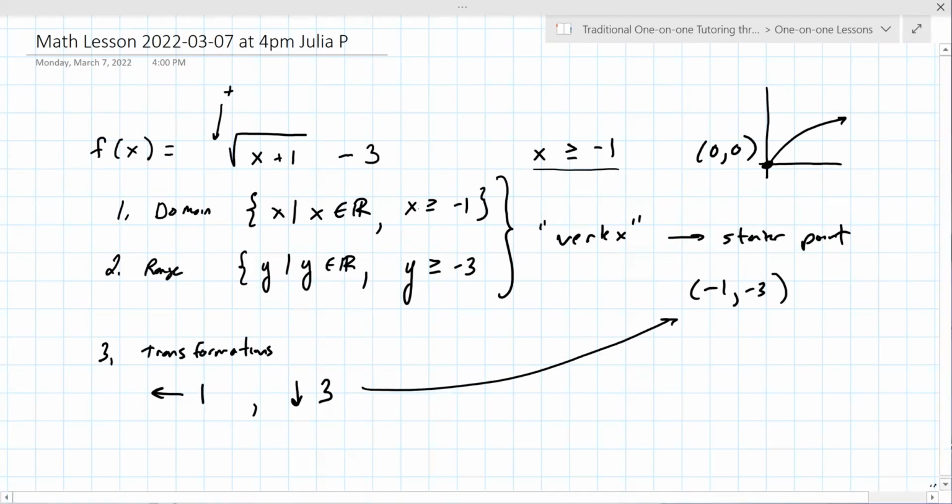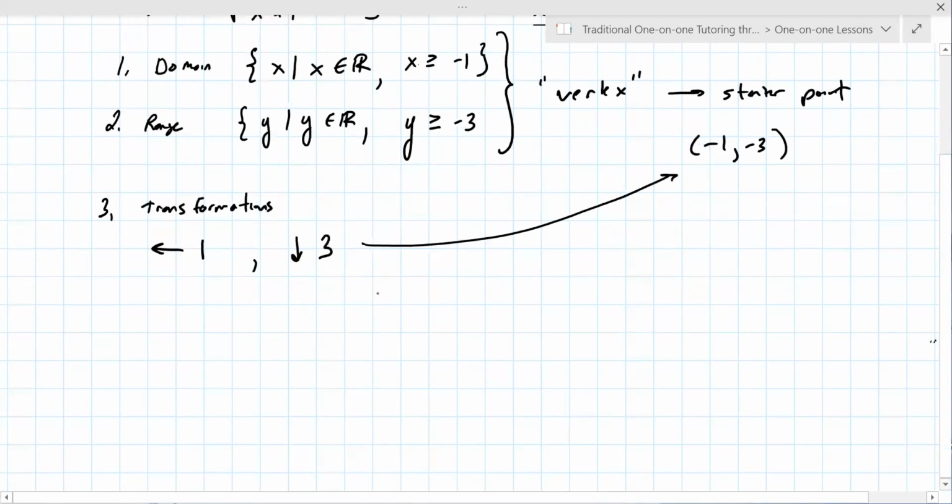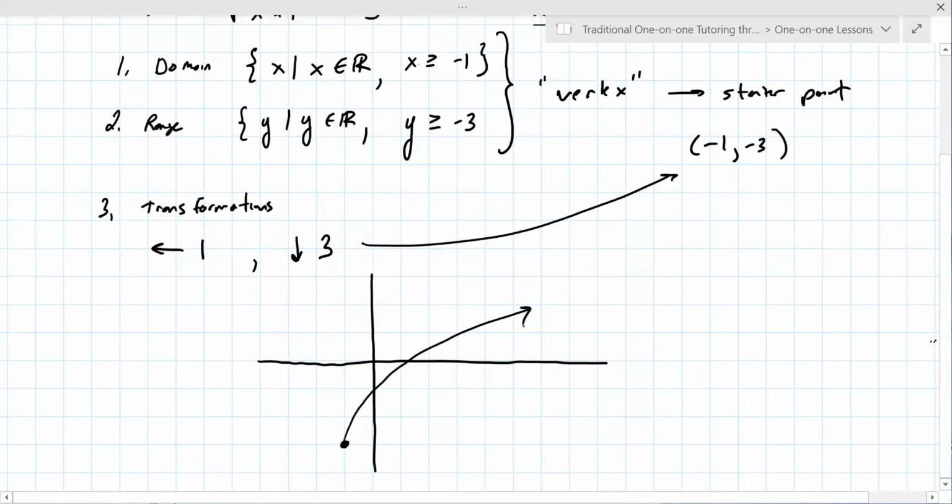So why does that matter? Well, let's graph the starter point. Here's the starter point, and we know it goes up and to the right somehow like that. But this also helps us with our domain. Do you see how there's nothing left of this starter point? And there's also nothing below this starter point. That's also how I came up with these values. Anything else on this you'd like me to clarify before we move on to the next part, which is to find the inverse?